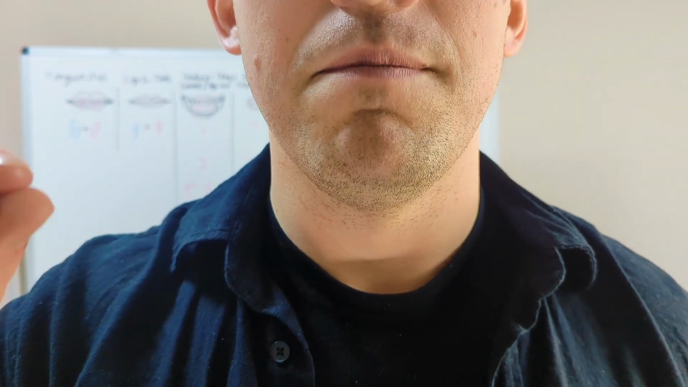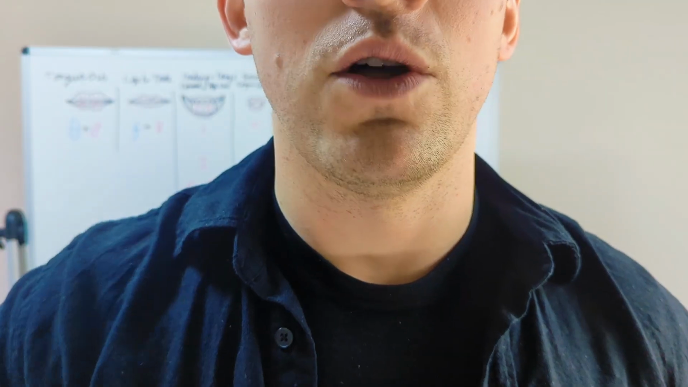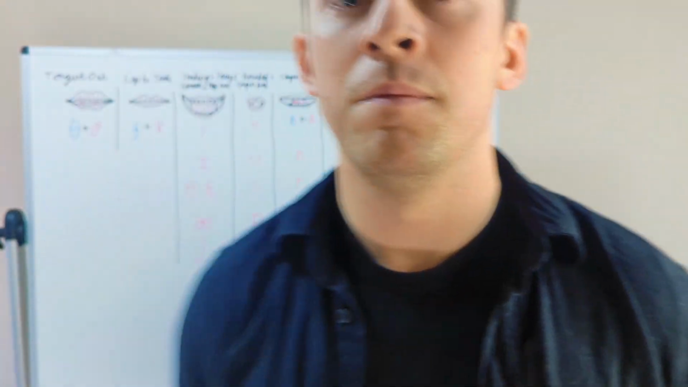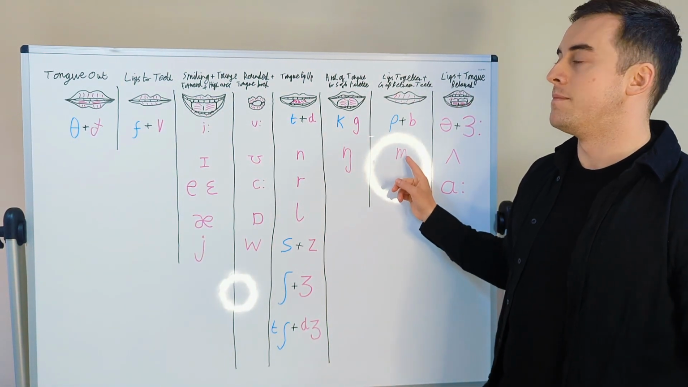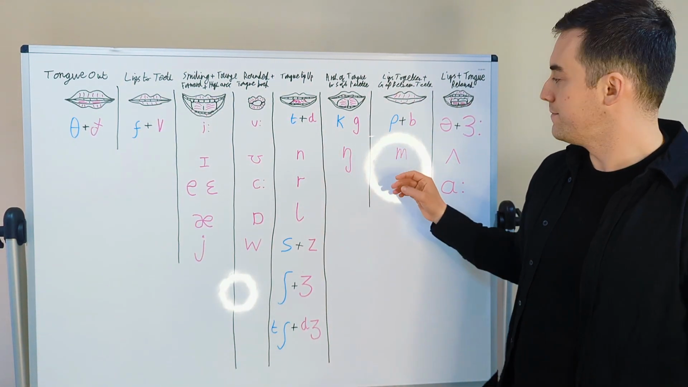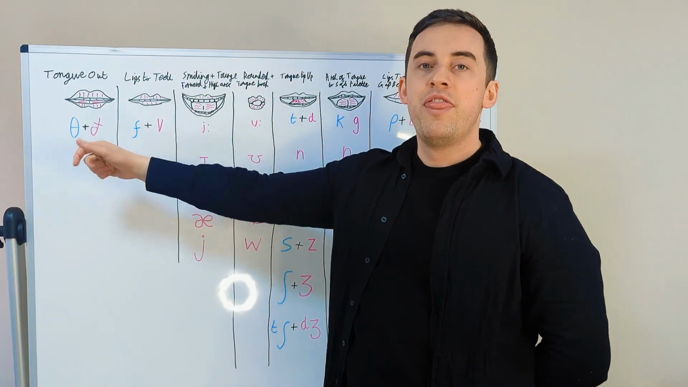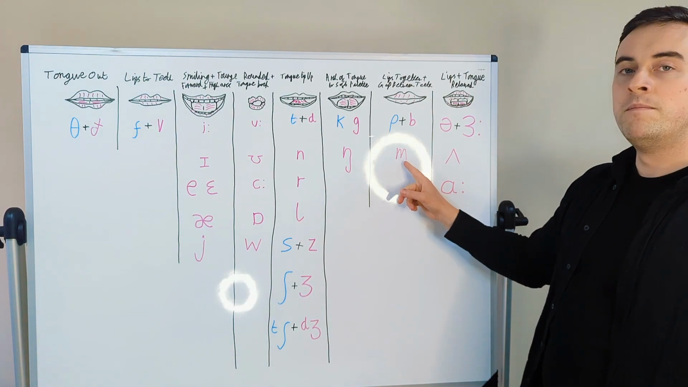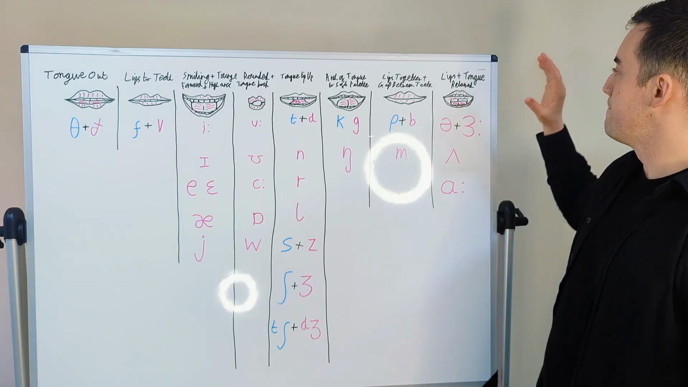And then for the M, lips together, air goes through your nose, nasal consonant, mic. Lamb, the B on the end of lamb is silent. And that's the lips together.